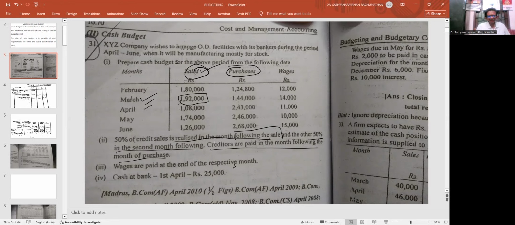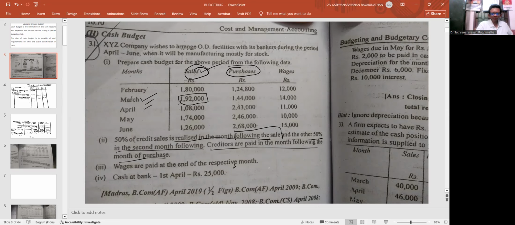Now, here creditors are paid in the month following the month of purchase. See here, following the month of purchase or following the month of sale, if you come across in the examination, it is nothing but 1 month lag, 1 month delay. 2 months following the purchase means 2 months lag, 2 months delay. Following the month of purchase means here they have not mentioned any number, right? This month you have purchased, next month you are paying. That is the meaning.